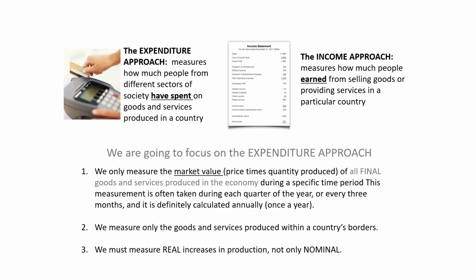There are two primary methods or formulas by which GDP can be determined: the expenditure approach and the income approach. The expenditure approach measures how much people from different sectors of society have spent on goods and services produced, so how much they paid for these products and services, while the income approach measures how much people earned from selling or providing services in particular countries. So how much they earn from the selling.